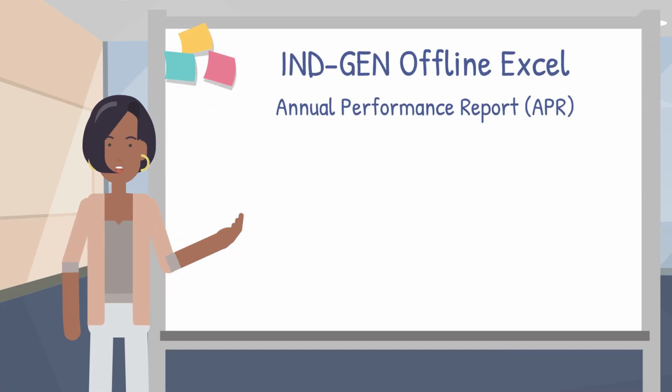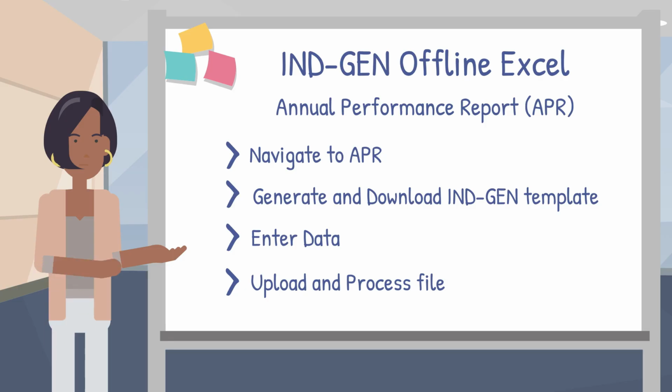Welcome. This help video walks through the steps for the offline Excel feature to complete the IND-GEN form in your annual performance report, APR, including how to navigate to the APR, generate and download the IND-GEN template, enter data, and upload and process the completed file in the EHBs.